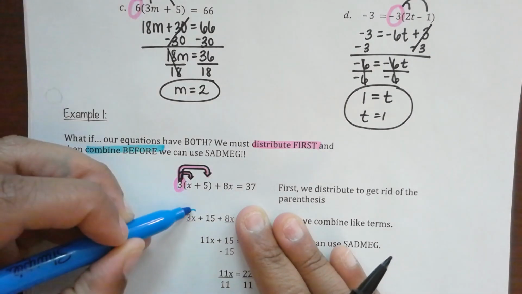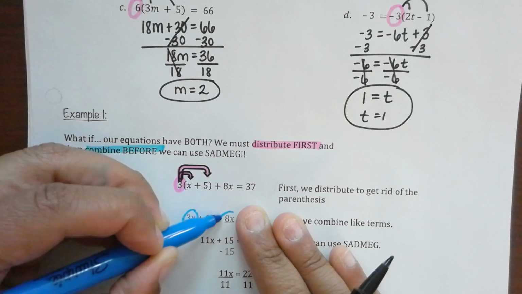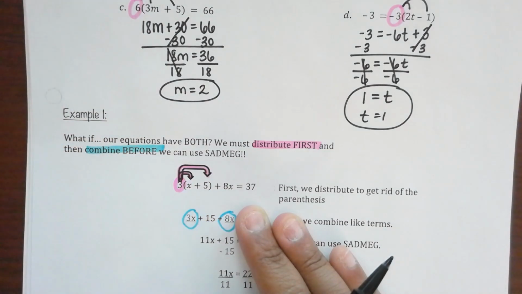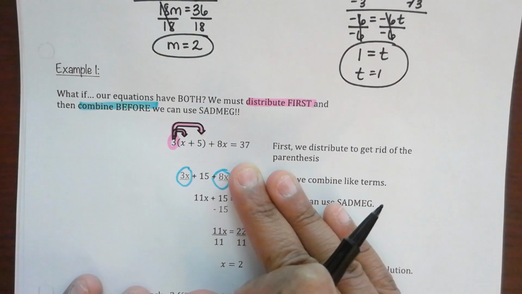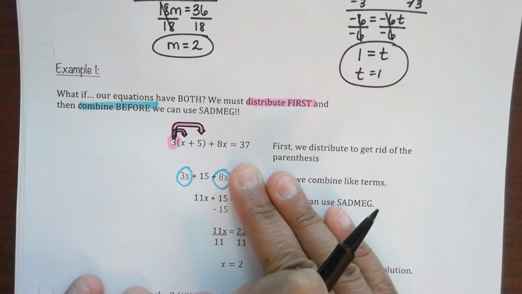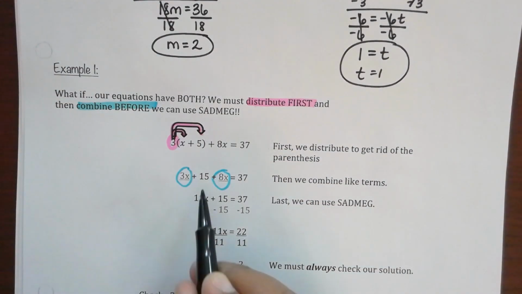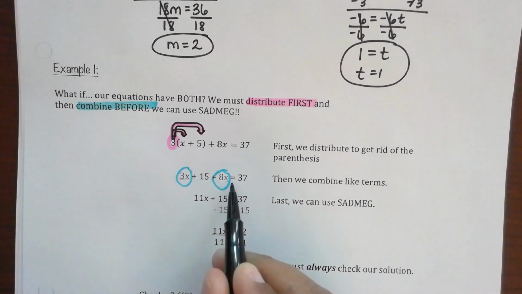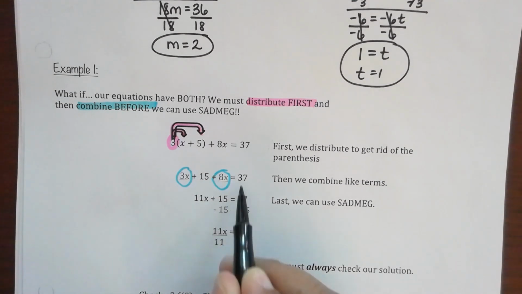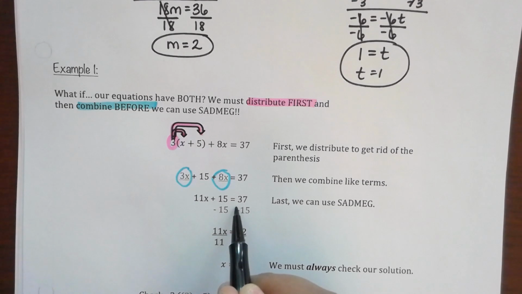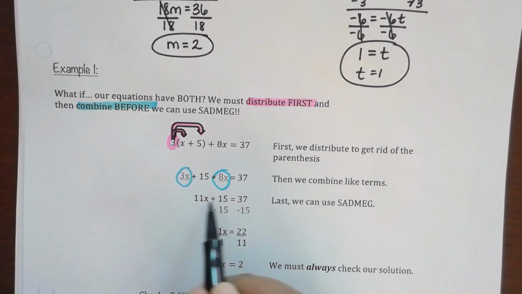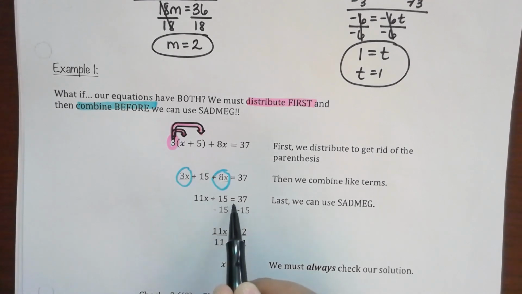3x and 8x, right? So I would type in 3 plus 8. What would that leave me with? 11x, bringing down the plus 15, bringing down the equal sign, bringing down 37. Everybody still with me? Yes. Awesome. So I have 11x plus 15 equals 37.